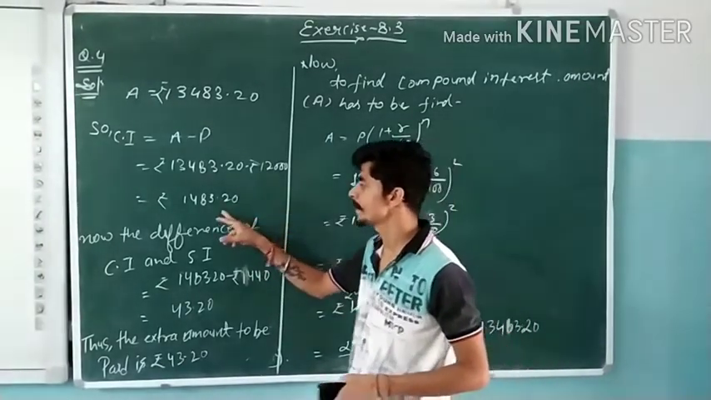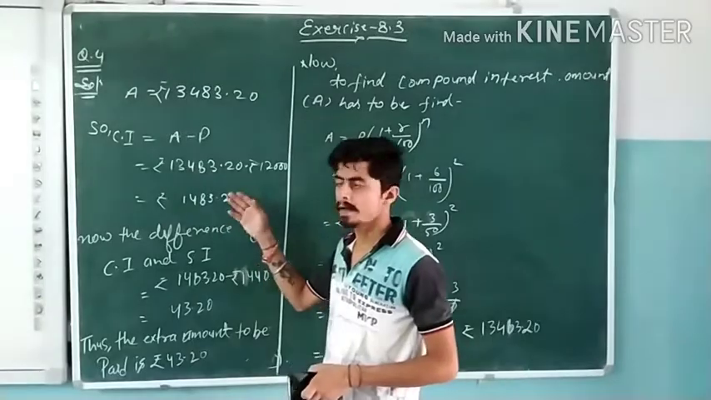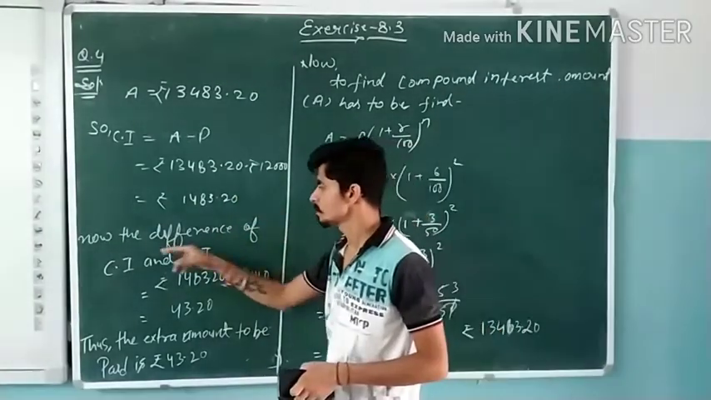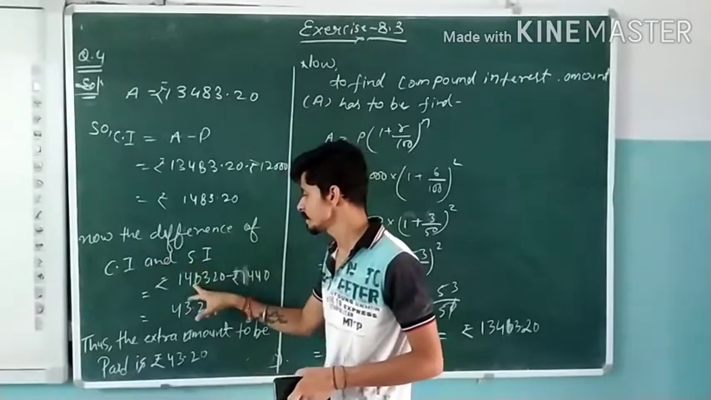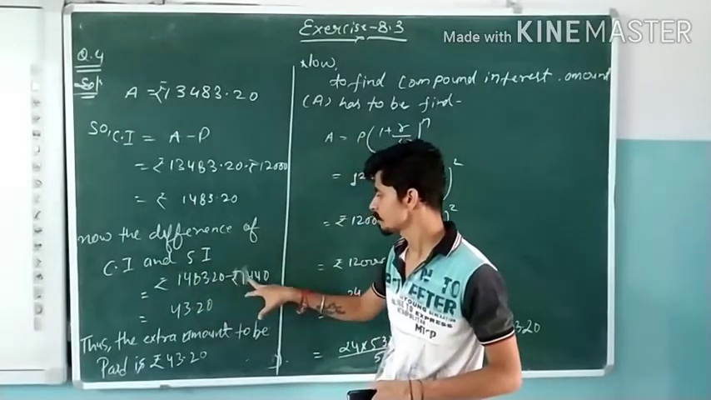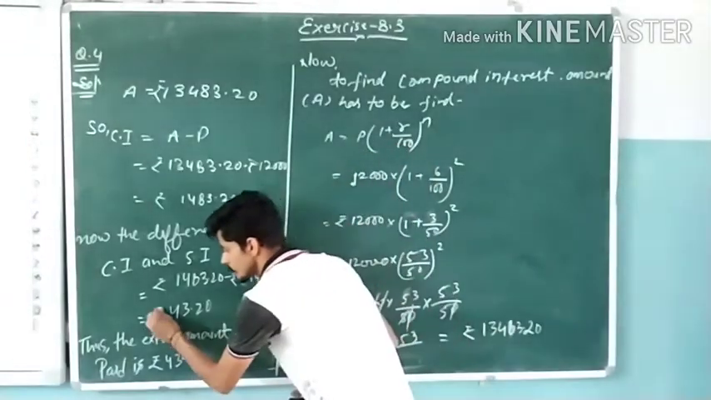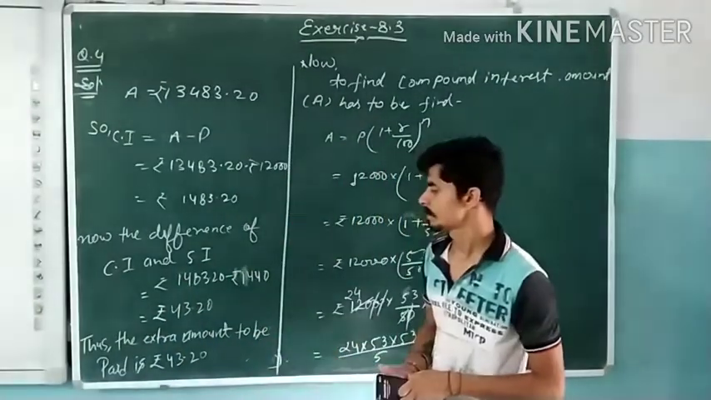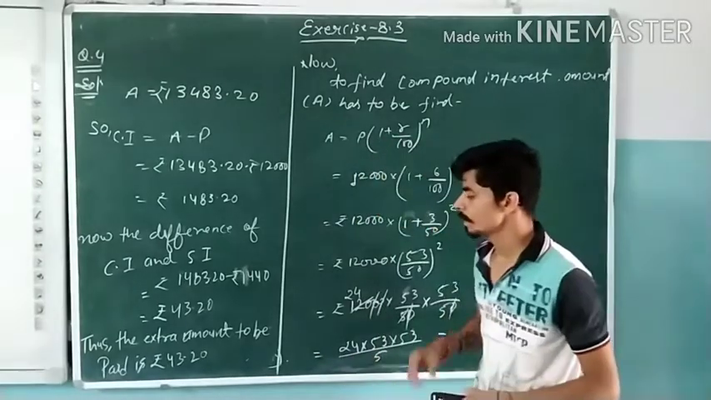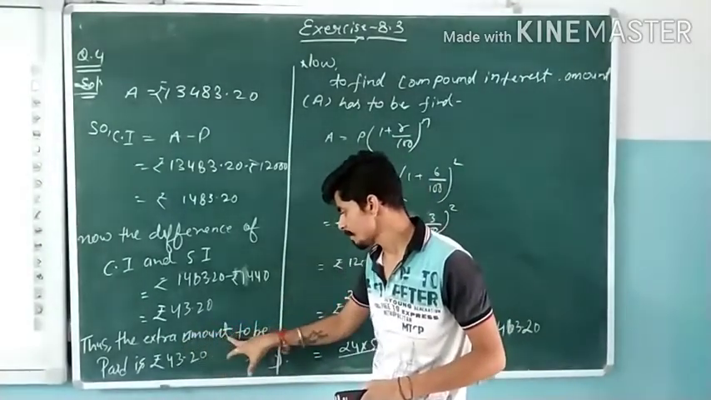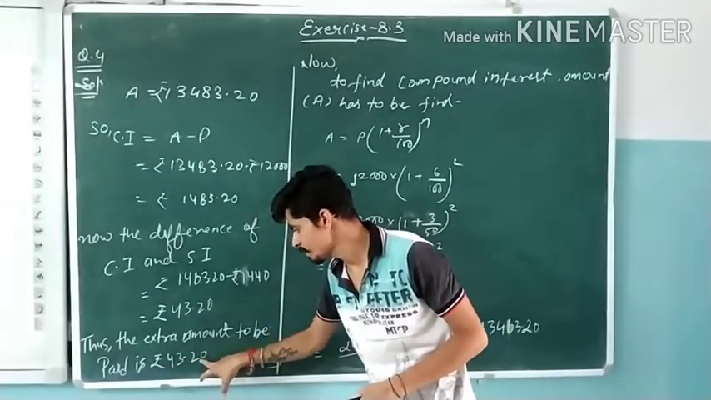So as we can compare, the CI is greater than the SI, so we have to find the difference. Now the difference of the CI and the SI is 1483.20 minus 1440, and we get 43.20. This is the amount which is the difference. Thus the extra amount to be paid is rupees 43.20.